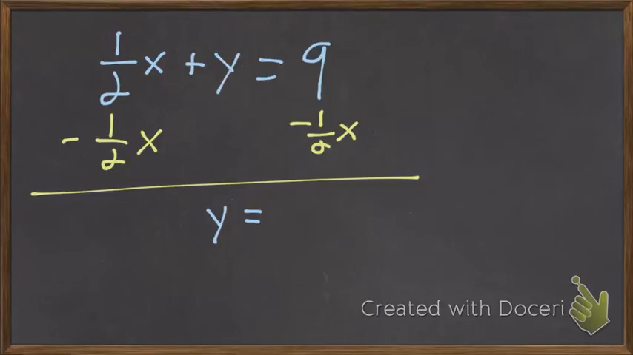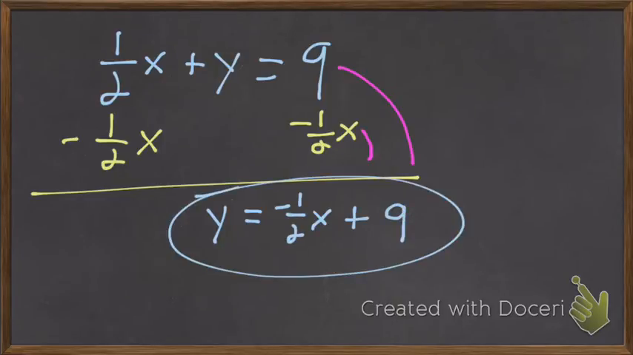9 doesn't have an x. Negative 1/2 does have an x, so we can't do the subtraction. So what do I write? I'll just bring them down, just like we did last time. This goes here, this goes here. So I have negative 1/2 x, and it's a positive 9, so plus 9. And I'm done. That's y equals mx plus b. I didn't even need to divide on that one.